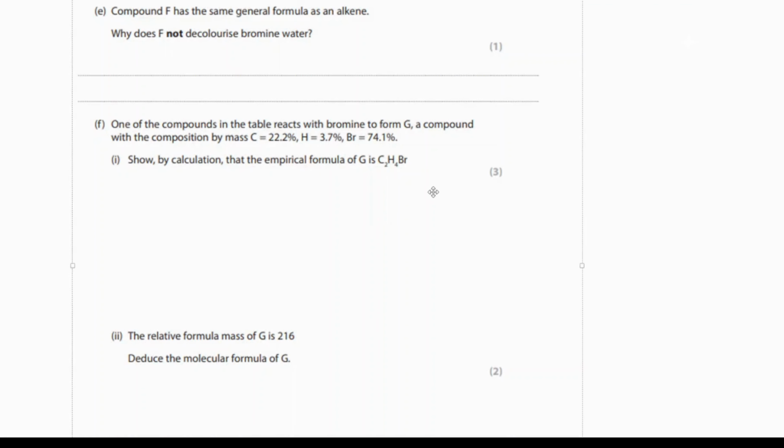Okay, E part. Let's move to F part. One of the compounds in the table reacts with bromine to form G, a compound which has the composition by mass of this much carbon, this much hydrogen and this much bromine. Calculate the empirical formula.